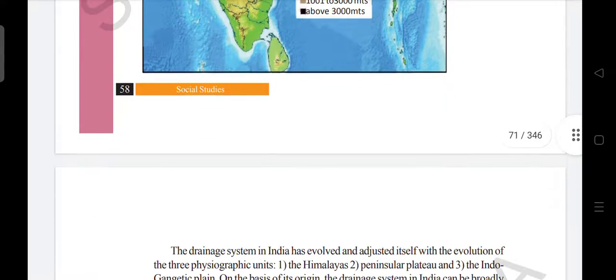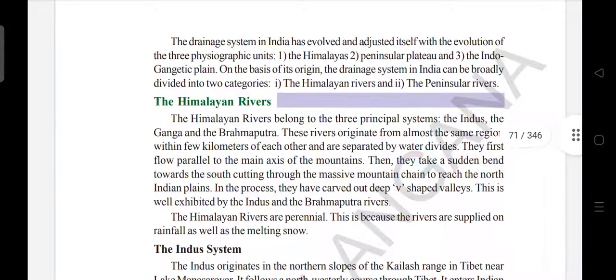And the drainage system in India has evolved and adjusted itself with the evolution of the three physiographic units: the Himalayas, Peninsular Plateau, and the Indo-Gangetic Plain. On the basis of its origin, the drainage system in India can be broadly divided into two categories: the Himalayan rivers and the peninsular rivers.